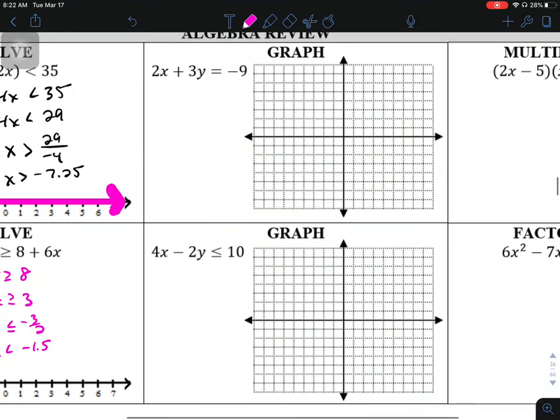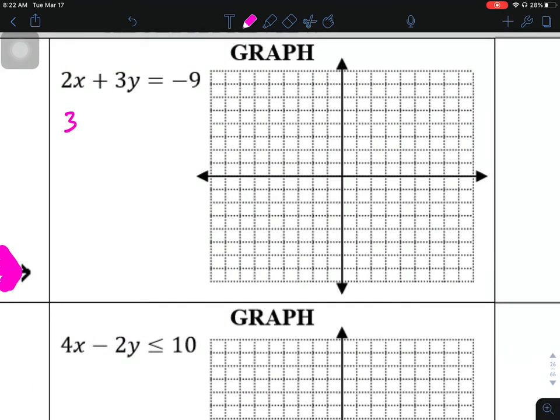Just to graph these, your choices are to get it in slope-intercept form or to find the x and y intercepts and graph it that way. Essentially, you just need two ordered pairs in order to graph a line. I'm going to put this first one in slope-intercept form. I'll probably do both of them that way.